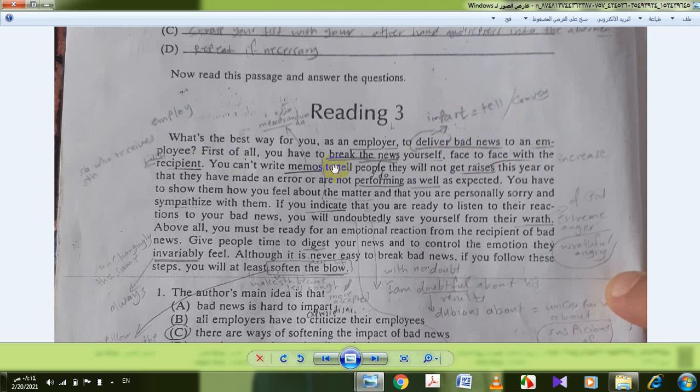First of all, you have to break the news yourself. Break the news also means to tell. You have to tell the news yourself face to face with the recipient, those who receive the news. Here recipients are employees. It is from receiver, recipient. So it is a noun. It is somebody who receives something, and here it is employees. You cannot write memos. Memos here is an abbreviation for memorandum, مذكرة, and the plural is memoranda.